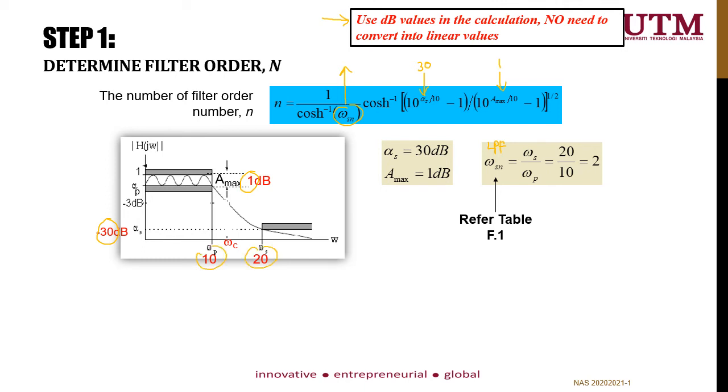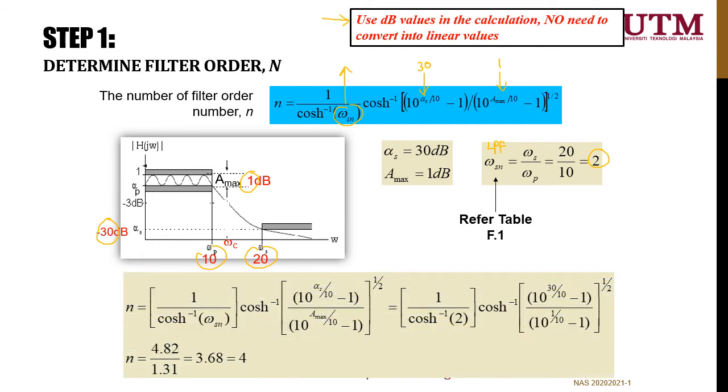So your omega Sn is 2. Then put all the values you have into the general equation. Omega Sn equal to 2, and then your alpha S minus 30 dB, you just put positive 30, you don't have to consider the negative, and then Mx equal to 1, so you just put 1. Then you have your N equal to 3.68.